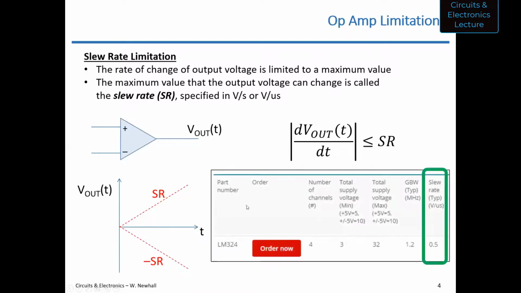You can find this again in the data sheet. Here's the LM324 slew rate. So 0.5 volts per microsecond is the slew rate. That means 500,000 volts per second. Not that you're going to change by 500,000 volts, but when you go from 1 volt to 2 volts, that's the maximum slope you could have, 0.5 volts per microsecond.